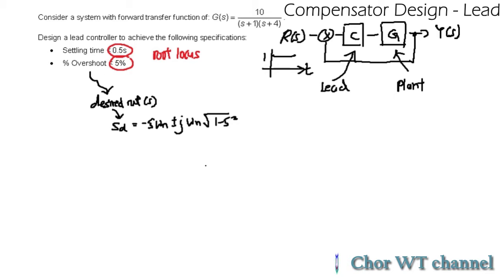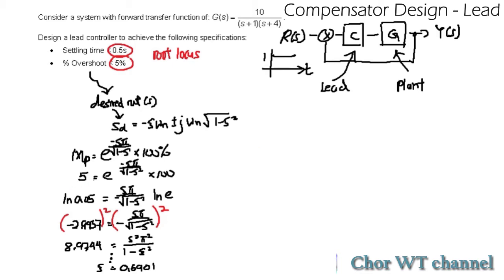So let's do this. The maximum overshoot will be equal to this expression, and as you can see, we have only one unknown, which is our zeta value. We are going to substitute this 5% into here, and I'm going to reverse this entire thing to get our zeta value. So please follow the following calculations.